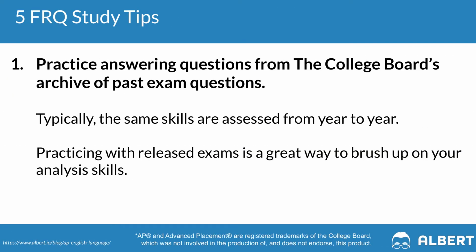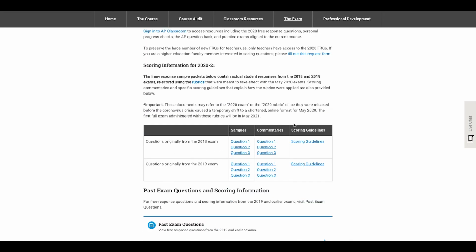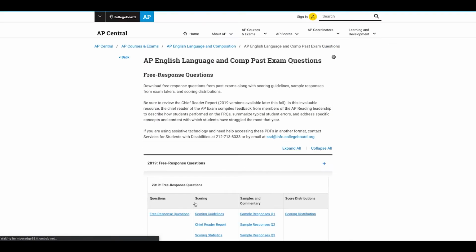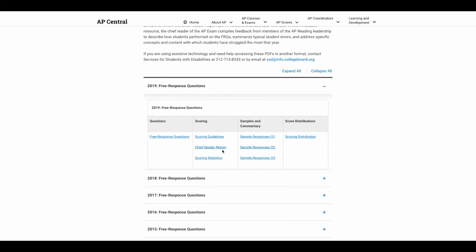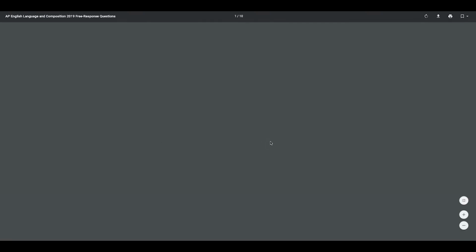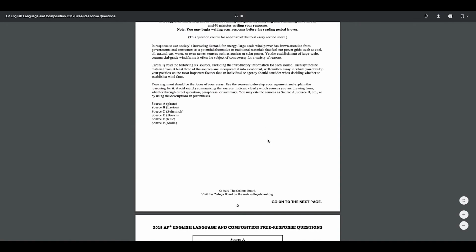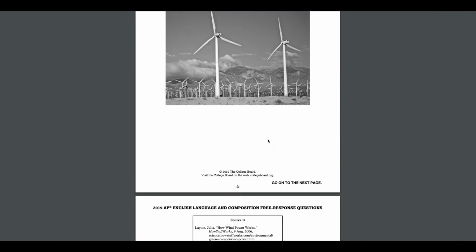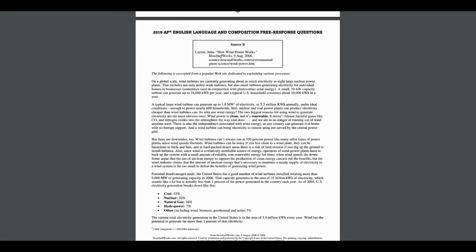Now, let's go ahead and jump into our FRQ tips. The first tip when it comes to tackling the FRQs is to practice using the archive of previously released exams. This resource can be found on AP Central, which is hosted by the College Board. What you'll find on this site are previously released exam questions that were the actual free response questions that were given to AP English language test takers. It's really important that you go through these questions and you try to answer that question as if you were receiving that same question on your test day.